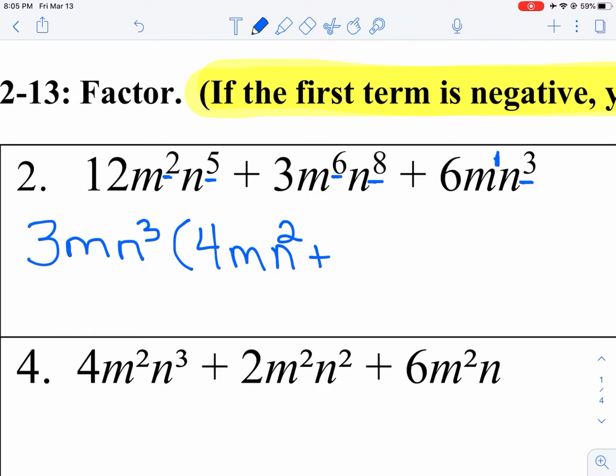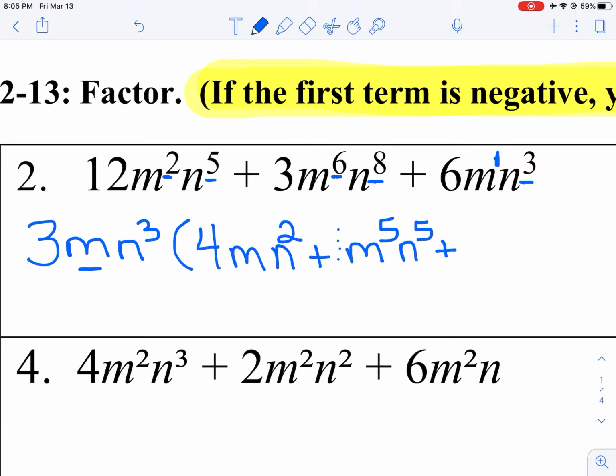Now here I have 3 divided by 3. 3 divided by 3 is 1. We don't need to write the 1. Now if you want a little invisible 1, you're more than welcome to put it. But I'm taking out 1 m, so 1 left over. And if I take out 3, I again have 5 n's left over.